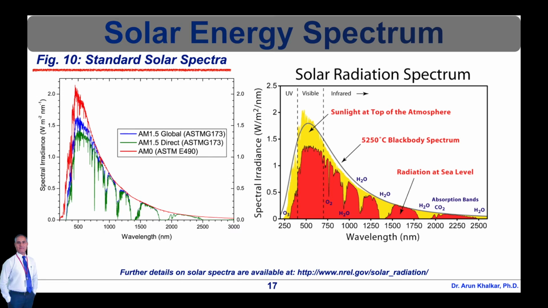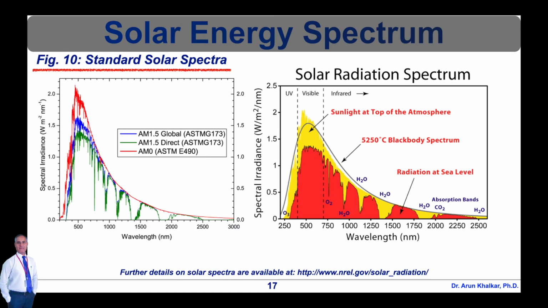ASTM E490 is the standard spectrum for space applications, referred to as air mass 0. It has an integrated power of 1366.1 watt per meter square. ASTM G173-03 is the international standard ISO 9845-1 from 1992. Two standards are defined for terrestrial use. The air mass 1.5 global spectrum is designed for flat plate modules and has an integrated power of 100 watt per meter square.